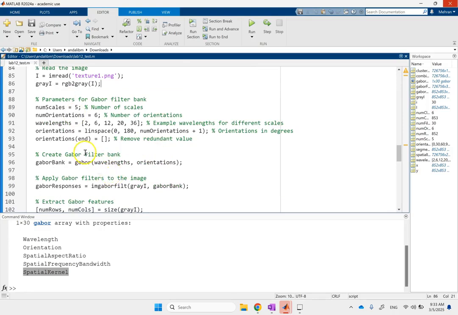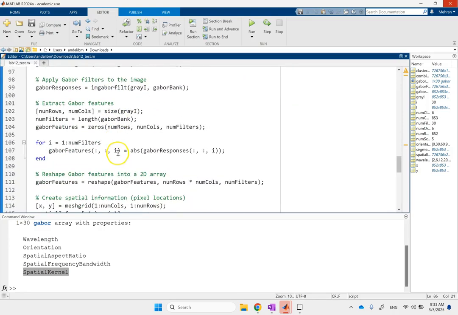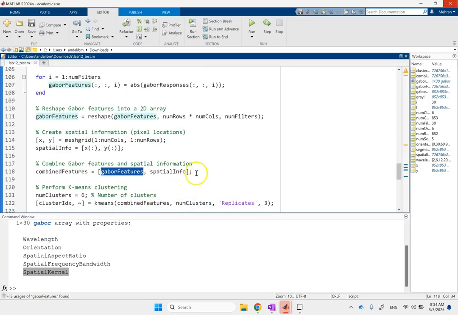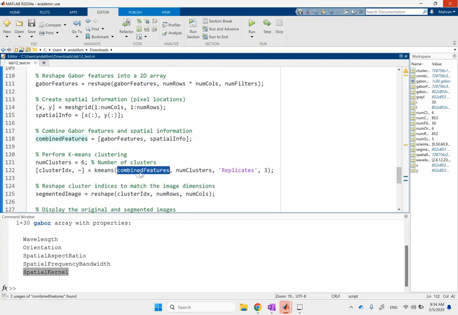So it's very similar again. Everything is the same. Now, you see here, I'm using ABS. You can use real, that's fine. And again, reshaping them into 2D. Now I add the spatial information. So I use meshgrid command, and I go from 1 to the number of columns of the image, 1 to the number of rows of the image. I order them in this format. You see again here I'm vectorizing them so I can convert them to 2D, and then I bring this spatial information, merge it with the Gabor filters, and now I use all of that for my K-means.